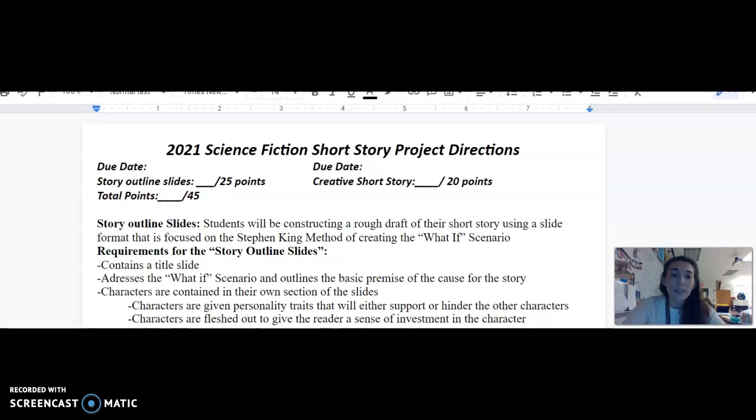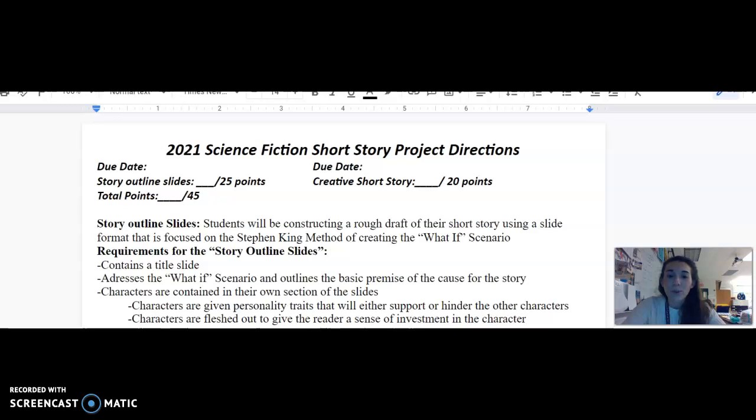You need to then have a slide that addresses the what-if scenario. So the what-if scenario is pretty much the idea that in order to create a story, we should come up with what if something happened. So for Stephen King's novel It, the what-if scenario is what would happen if we put a killer clown that is semi-demonic in a small town and dropped in a group of small children as characters. That's pretty much the what-if scenario.